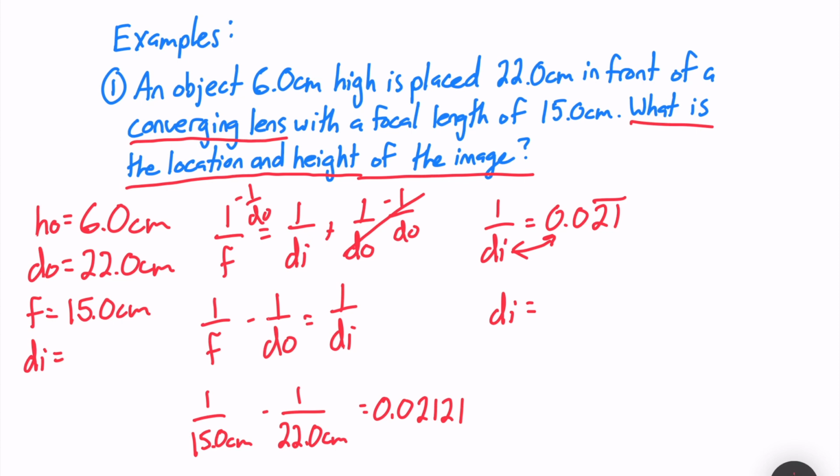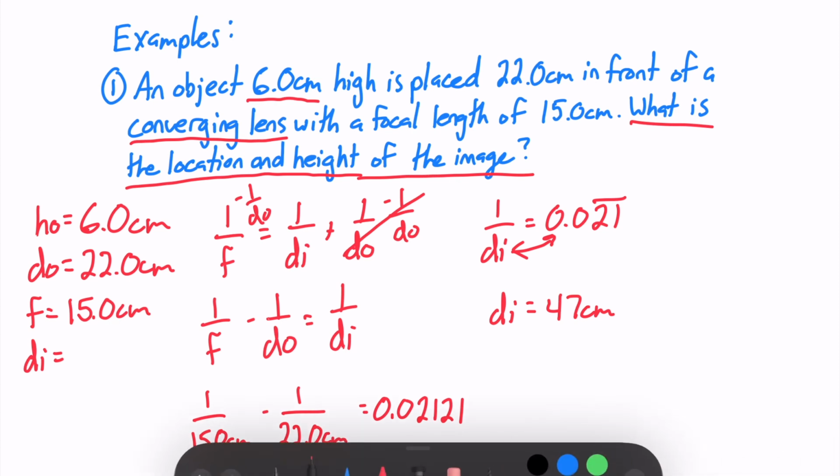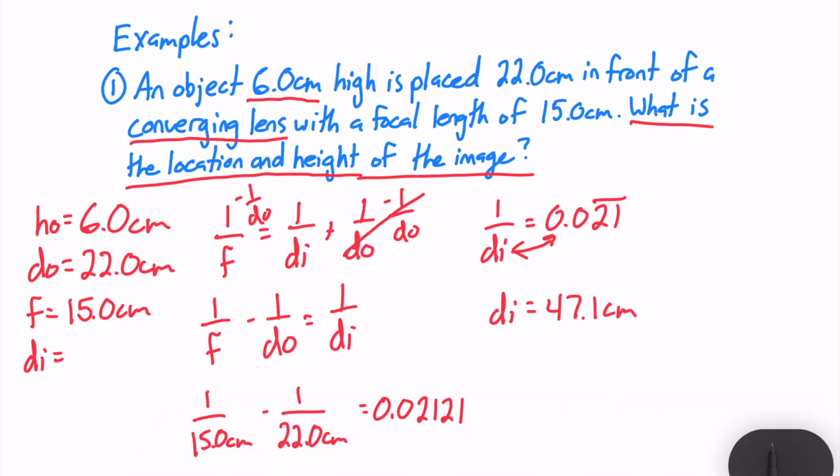So just 1 divided by 0.02121 repeating. We will get a di of 47 centimeters. With significant figures we can only keep 2 here, but let's keep 3, just because we used numbers with 3 sig figs. So 47.1 centimeters, and we can add that to our stash of numbers here.